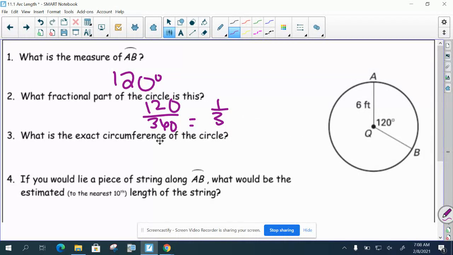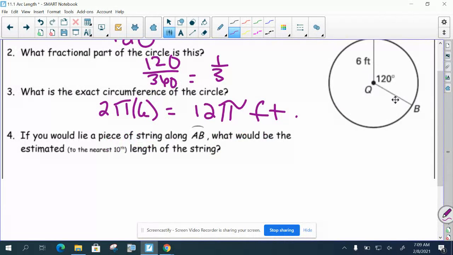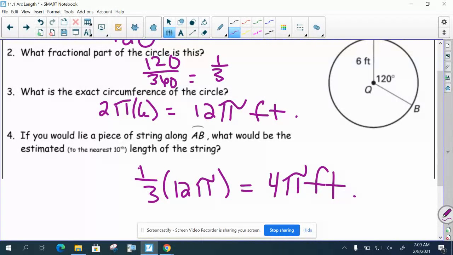And then what is the exact circumference of the circle? So we're just going to find the circumference of this circle with the radius of 6. So that would be 2 pi times 6, which is 12 pi feet. And then it's basically asking you to find the length of arc AB, which would be 1/3 times 12 pi, which is 4 pi feet. So that's the length of this arc here.